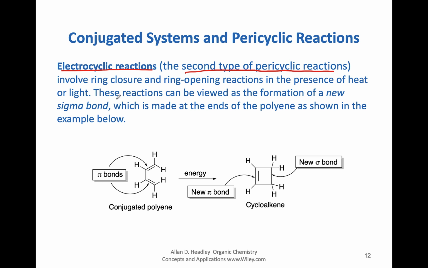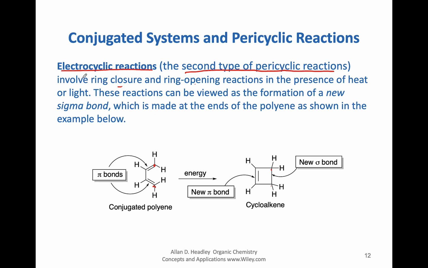So these reactions involve ring closure and ring opening. They're reversible reactions where the ends of the polyene, or the conjugated polyene, form a bond, a sigma bond. So here are the ends of this polyene here, and it forms a sigma bond right here. As you can imagine, these electrons here move around and a new pi bond is formed here.